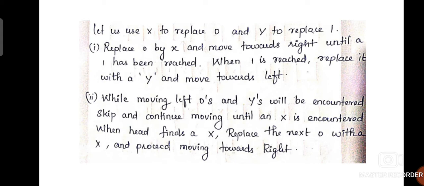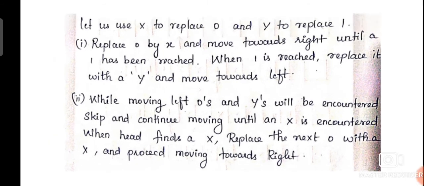Now we can see the sequence of operations that will happen on the tape to reach the final state. First of all, the head pointer will point to the first leftmost 0 and replace 0 by x. After replacing the first 0 by x, it will move towards the right direction until 1 has been reached. When 1 is reached, it will replace the 1 with y and move towards left.